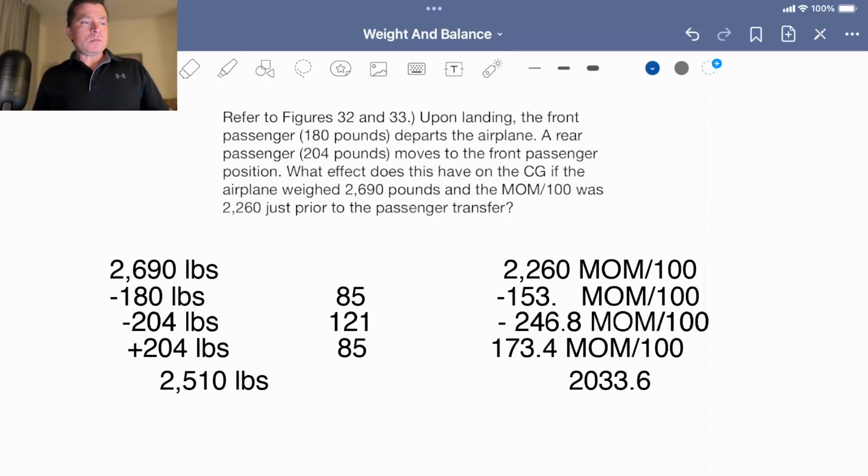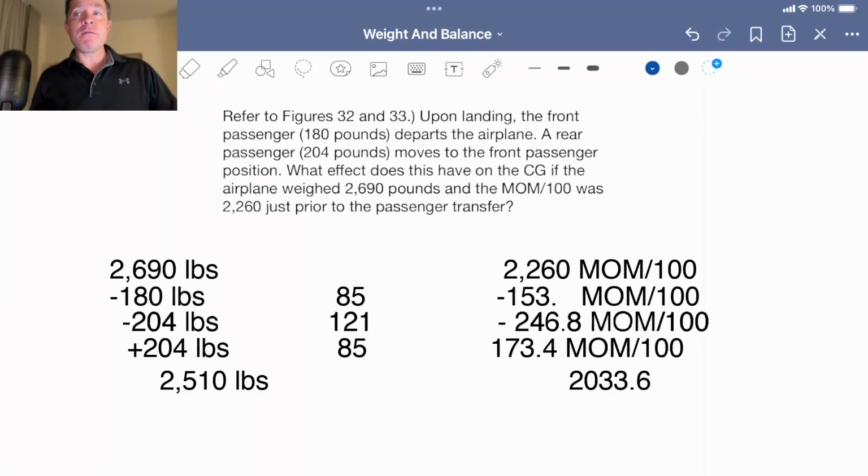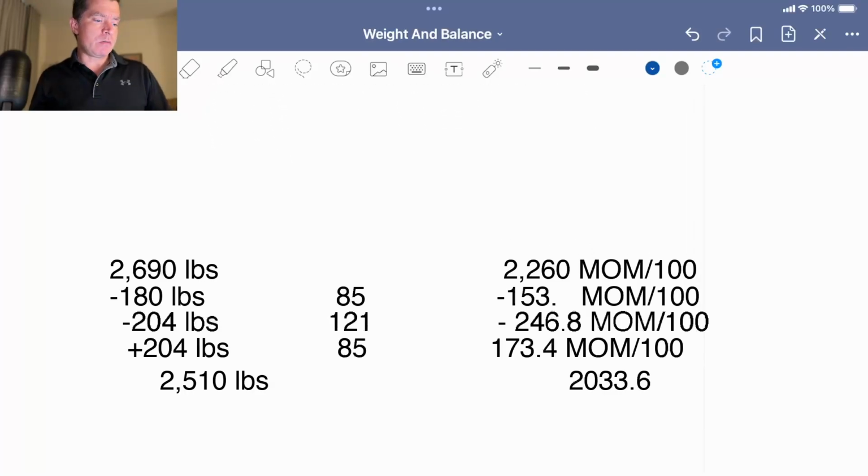Now, how do we find our center of gravity? Center of gravity is always the total moment divided by total weight. All right, divided by 100. The 100 is because of the reduction factor.